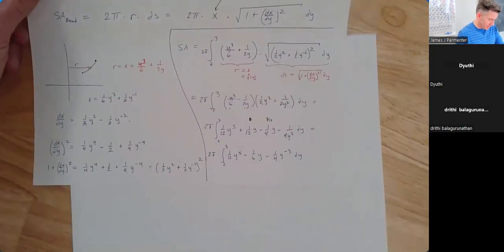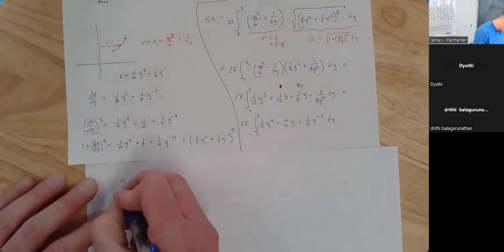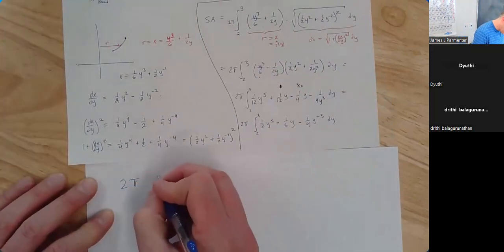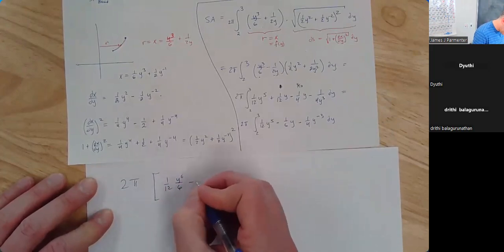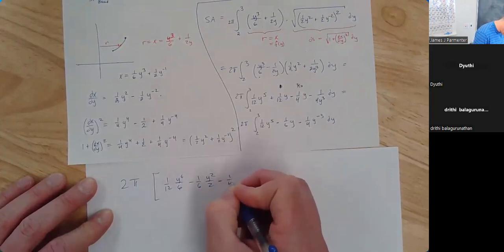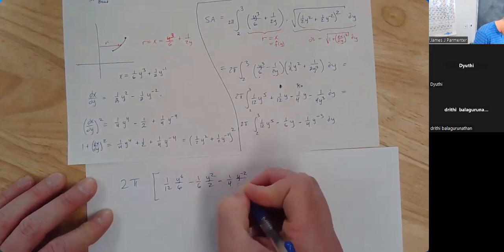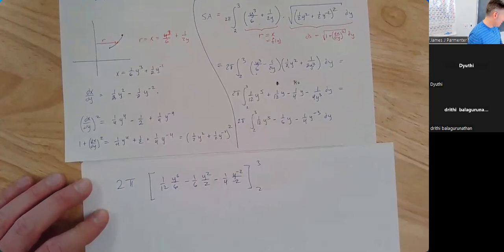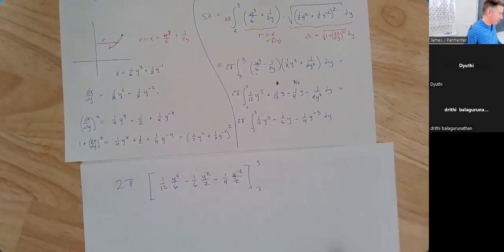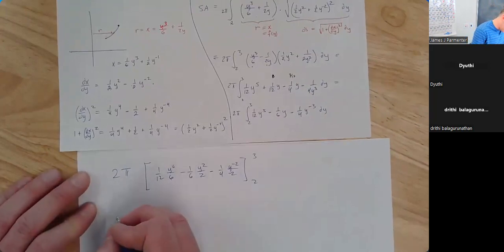It's not nice, but it's just a mess of, right? You're going to get 1/12 y to the 6th over 6 minus 1/6 y squared over 2 minus 1/4 y to the negative 2 over negative 2. And you're going to plug in 2 and 3. And then it's just, it's a mess, but it's not like the worst thing you've ever seen in calculus.